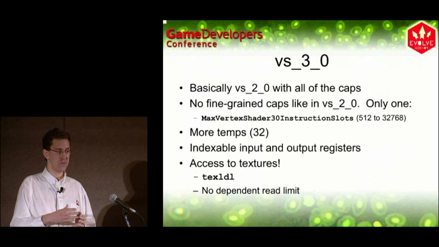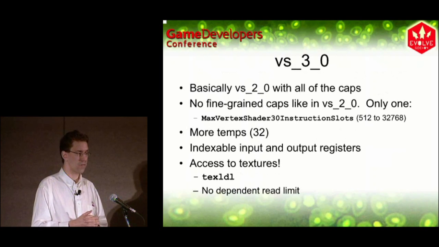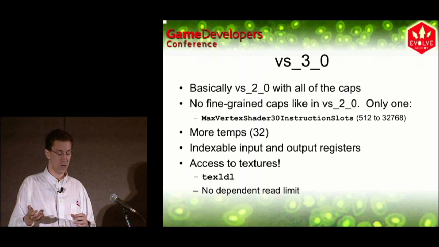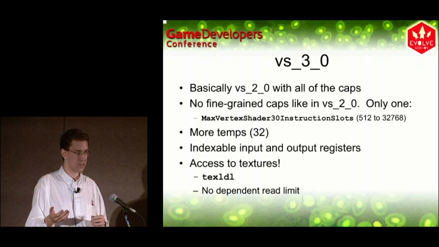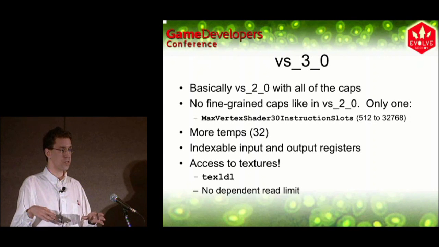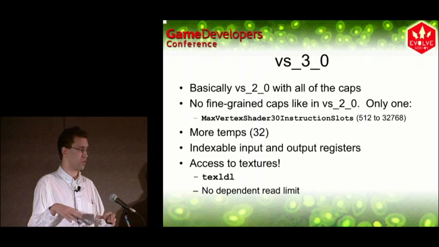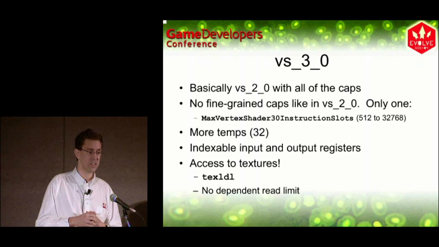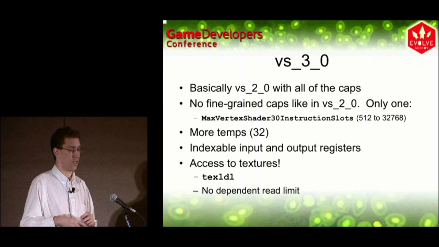Now moving on to VS3.0, it's basically like VS2.0 with all of the caps as far as the programming model is concerned. The programs are generally longer, and there are more temps. The way you can access the input and output registers is a little different. You can actually index into some of those. And one really cool thing in VS3.0 is that you can access textures through this texldl instruction.